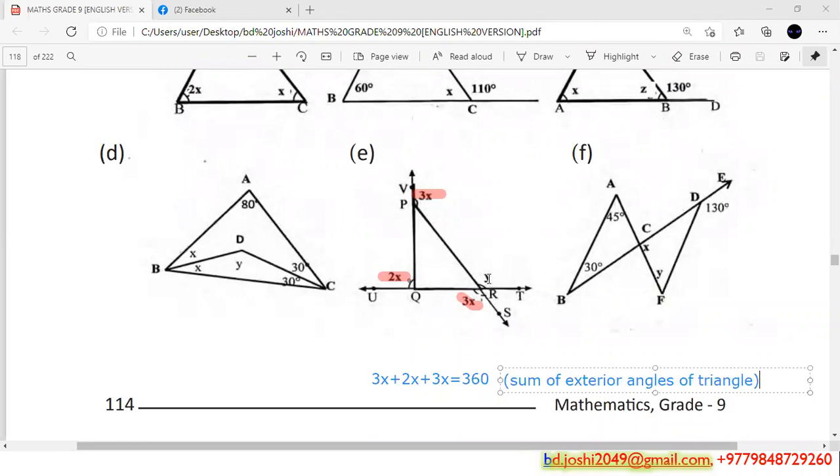Now, after getting the value of x, y is equal to 3x. Whatever value x comes out to be, you have to multiply it. Y is equal to 3x, that means 3 into the value of x. Okay, so I think it is clear now. Yes, sir. Okay, next one.